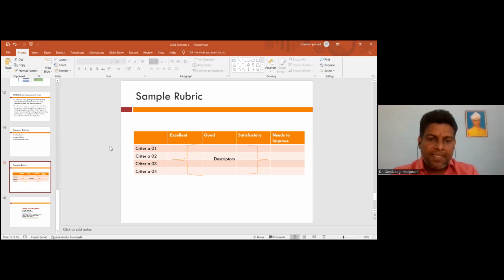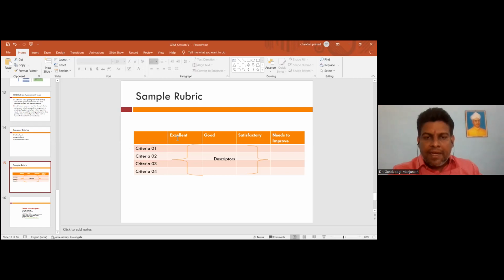That means 4 points he has explained. I can give the criteria excellent. Excellent carries 5 points. Good carries 3 points. Satisfactory carries 2 points. Needs to improve carries 0 or 1.